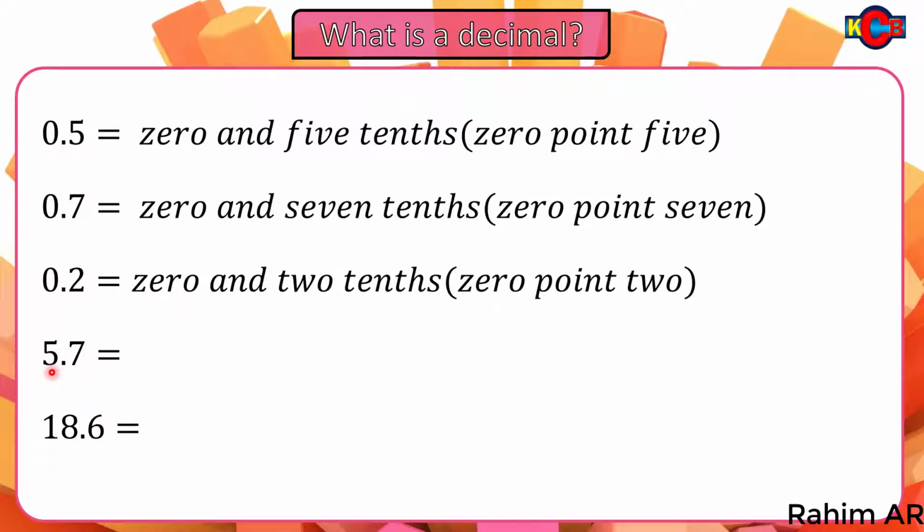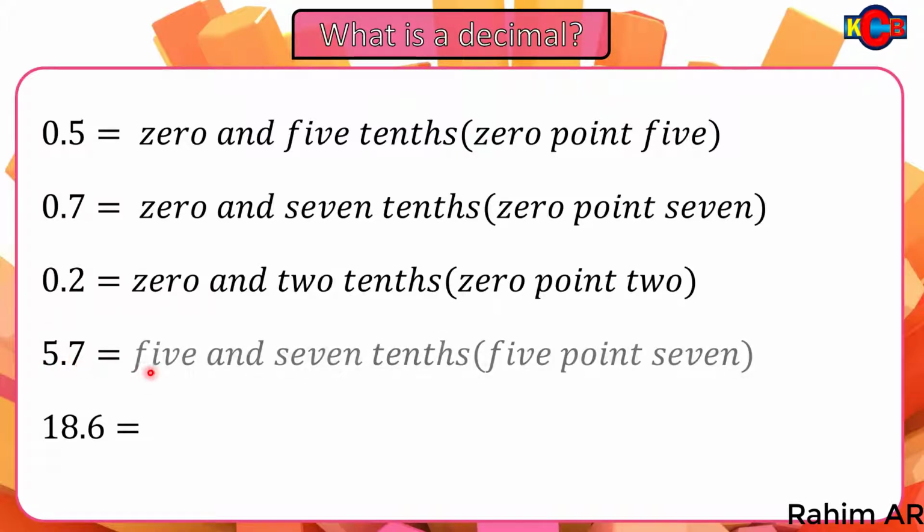Usually, here, we have 0. Okay? So, usually, we have 0 here. Now, we have number 5 here. Before this dot, we have number 5 here. So, this is 5 and 7/10, or casually 5.7. From 0, we change into 5 because now we have 5 here.